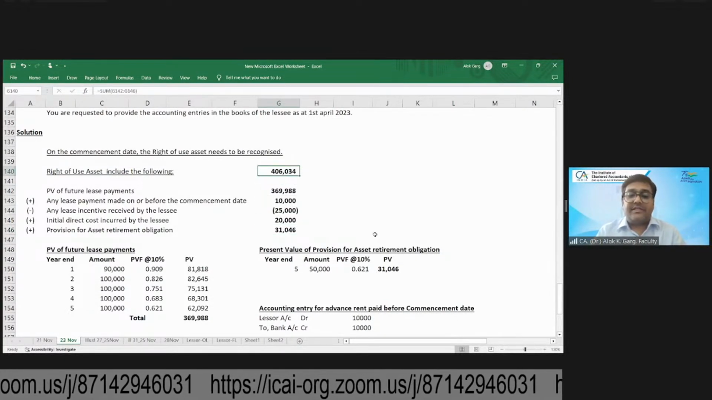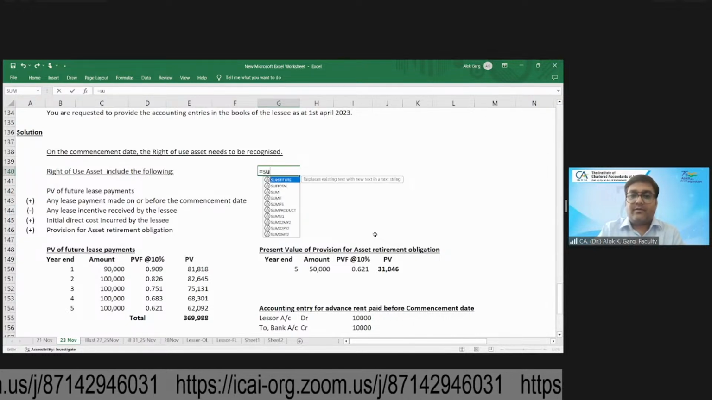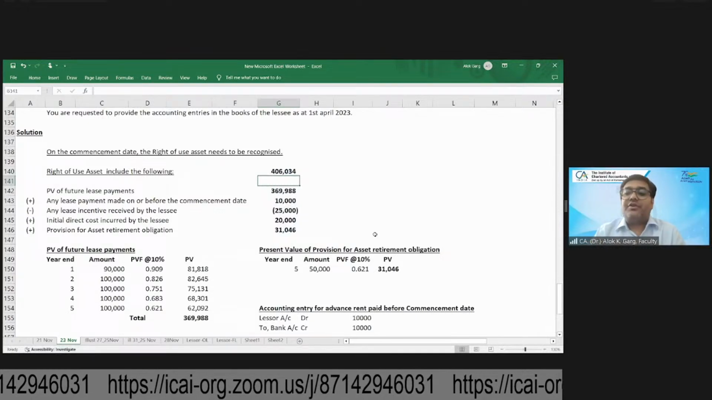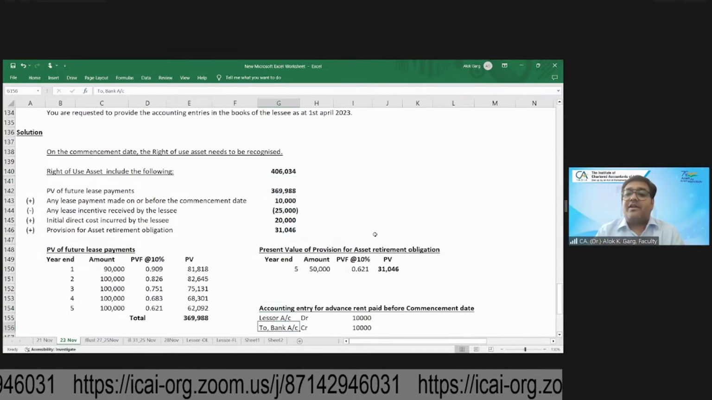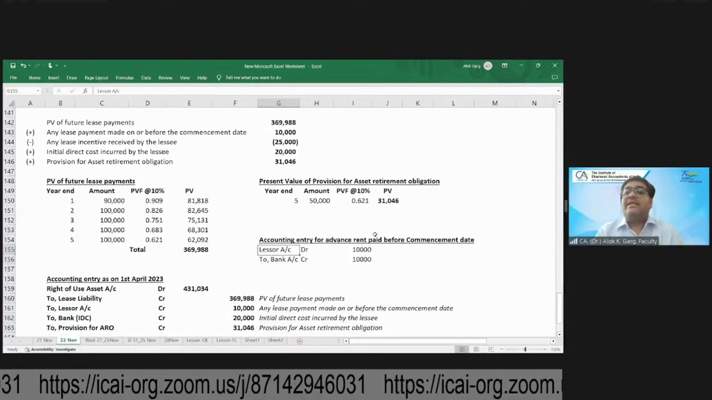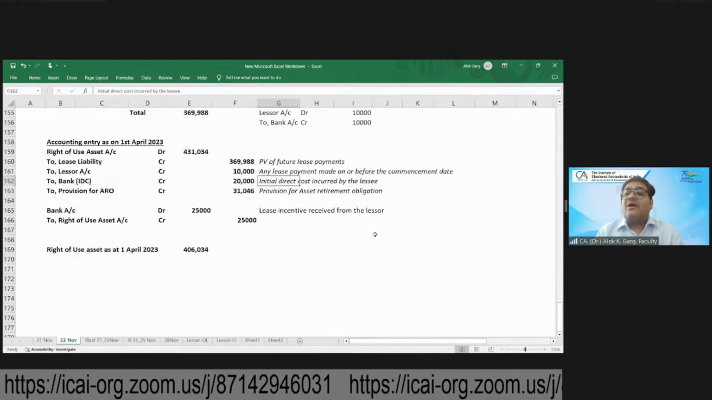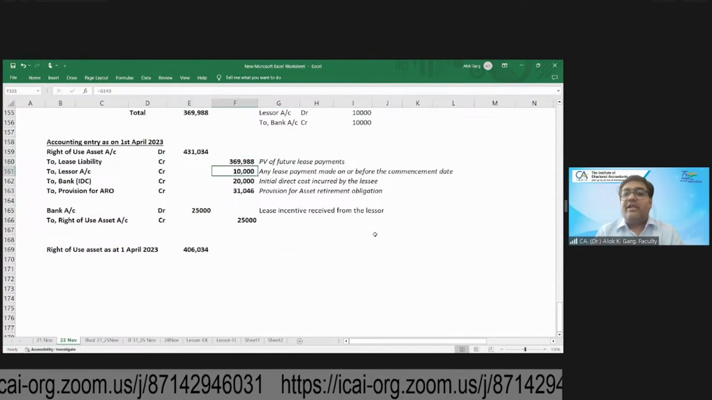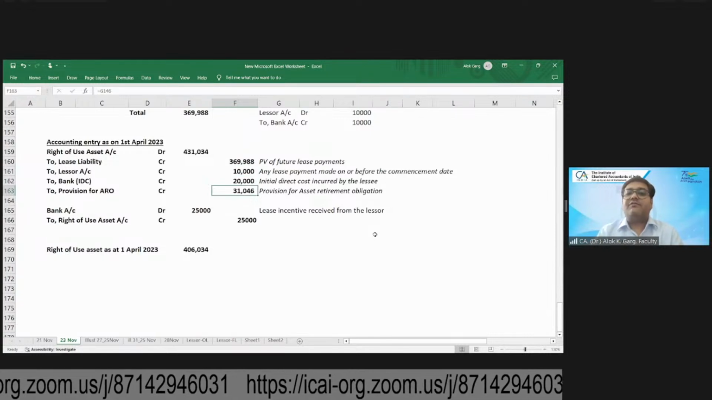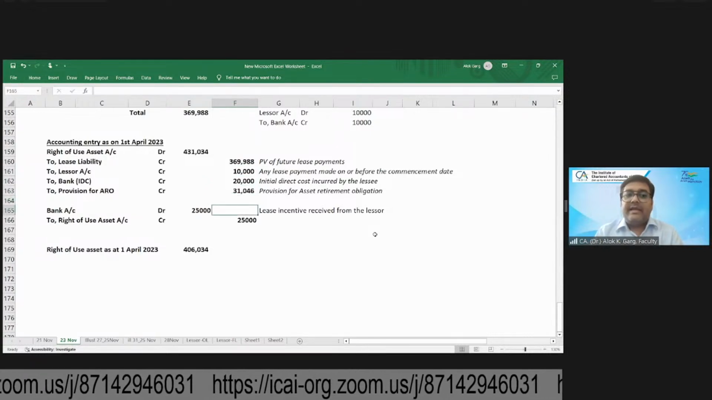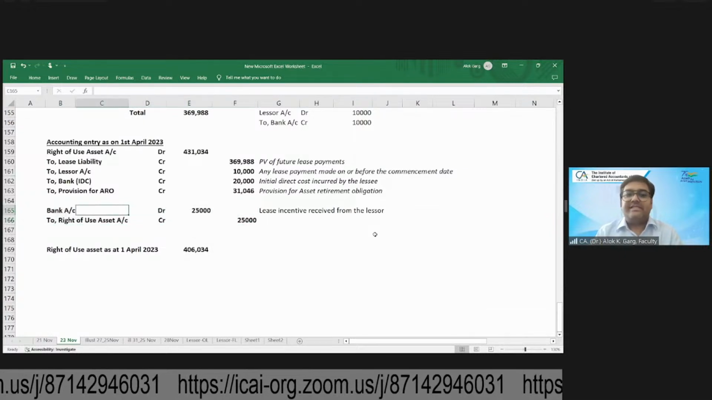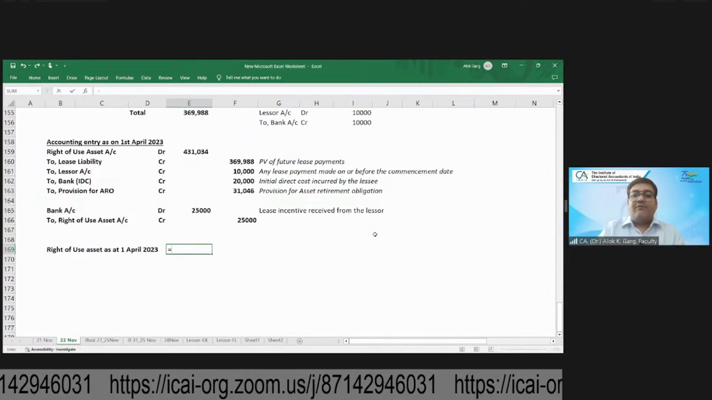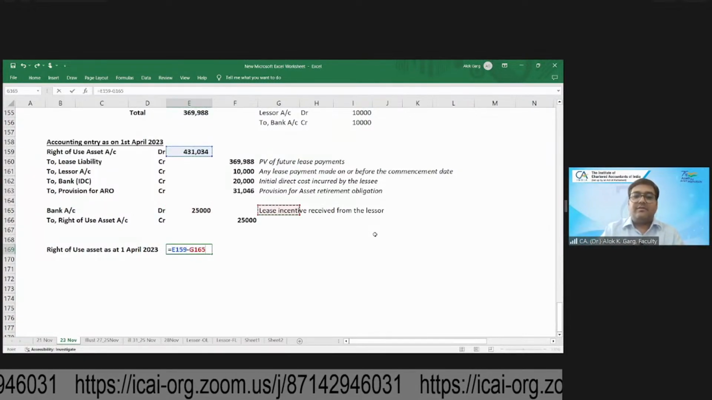And what is your right of use asset? It is the sum total of all the following: 406,034. What is the accounting entry for advance rent paid before the commencement date? Lessor account debit to bank account. What is the accounting entry on the commencement date? Right of use asset account debit, to lease liability, to lessor account, to bank account, to provision for ARO. Correct? And the accounting entry for receiving the lease incentive: bank account debit to ROU. What is my net right of use asset? 431,034 minus 25,000.